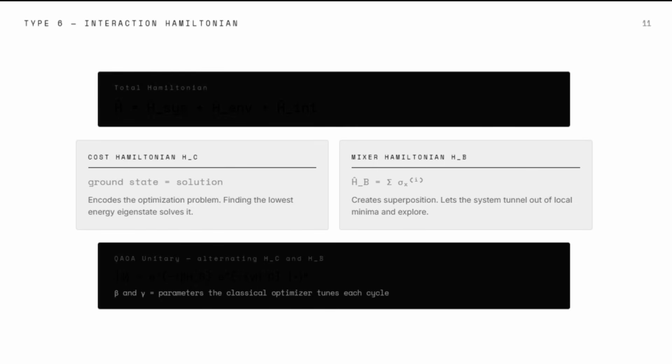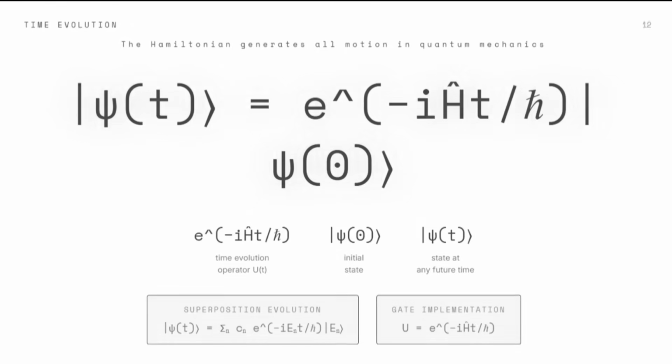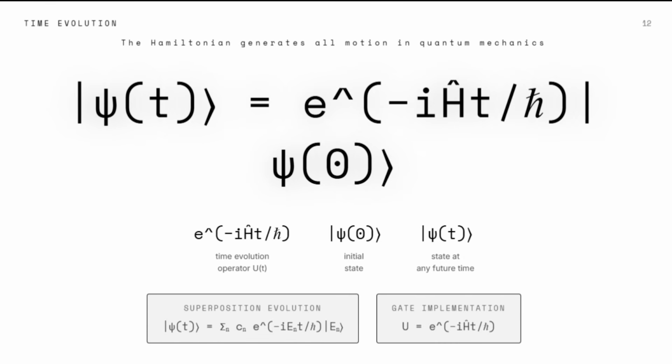Role 2 is the mixer Hamiltonian. If the cost Hamiltonian is gravity pulling the system towards good solutions, the mixer Hamiltonian is what prevents it from getting permanently stuck in a local minimum. It generates superposition, drives exploration of the solution space, and physically enables the quantum tunneling that lets the system escape suboptimal configurations. In QAOA, the circuit alternates between these two, applying the cost Hamiltonian for time gamma, then the mixer for time beta, repeating the cycle while a classical optimizer tunes those parameters.